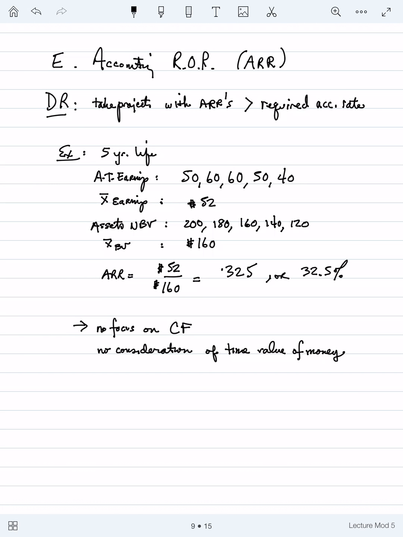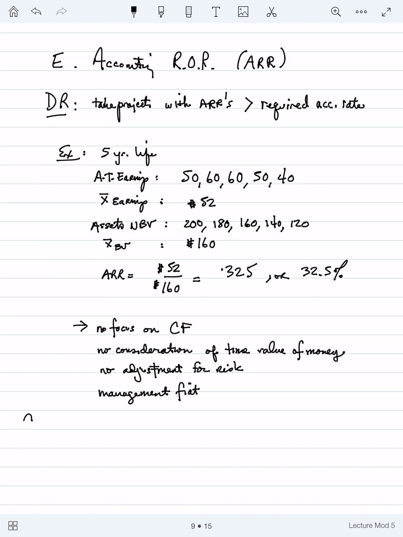Also, it doesn't adjust for risk, like how risky the project is compared to other projects we might invest in. And so it lacks that tool. And once again, it's using an arbitrarily specified cutoff rate. It's dealing with management fiat to determine whether the project is attractive or not. So that's accounting rate of return.